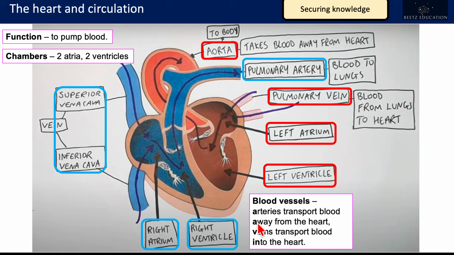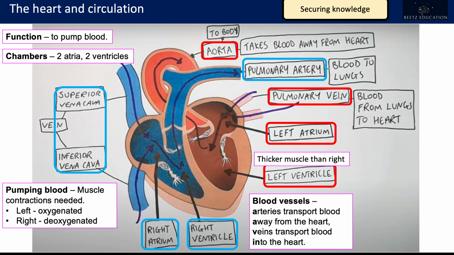So remembering the flow of blood through those blood vessels, some students like to remember the arteries, A for artery, A for away, so they transport blood away from the heart. And you can see those arrows there showing blood moving away from the heart through the aorta and the pulmonary artery. And for veins, vein in, they transport blood into the heart. And again, you can see arrows shown here for the vena cava pointing into the heart, and for our pulmonary vein, again, arrows pointing into the heart.